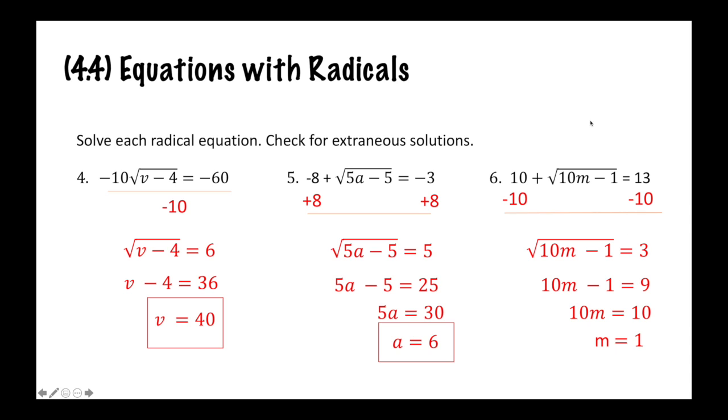From here, we can plug that back in. 10 times 1 is 10. 10 minus 1 is 9. The square root of 9 is 3. And then 10 plus 3 does give me 13, so that is the correct answer.